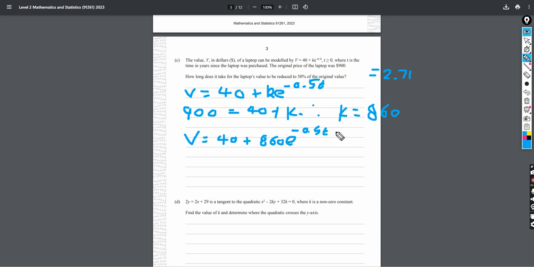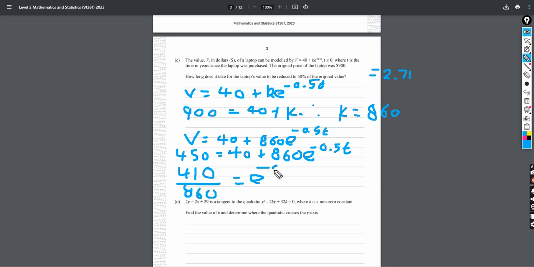And what's important to remember here, folks, is 50% of original value, that's just 450. And now it's an equation, we have to solve for t. So 410 divided by 860 equals e to the minus 0.5t. Hopefully you can see how I've got there.